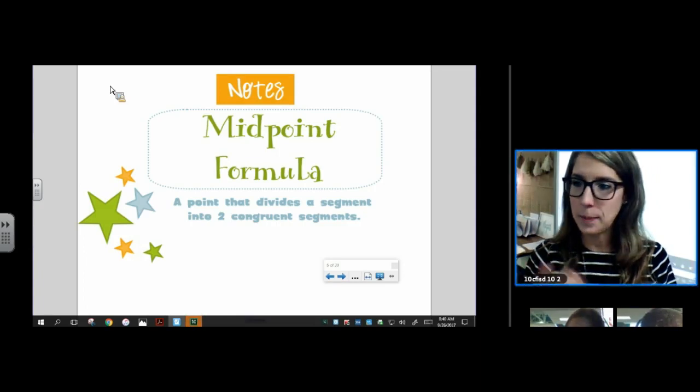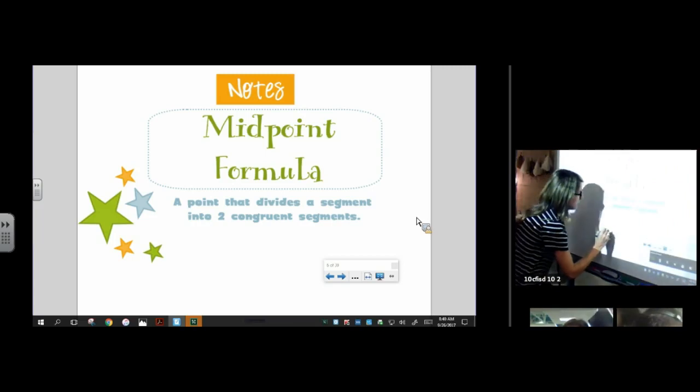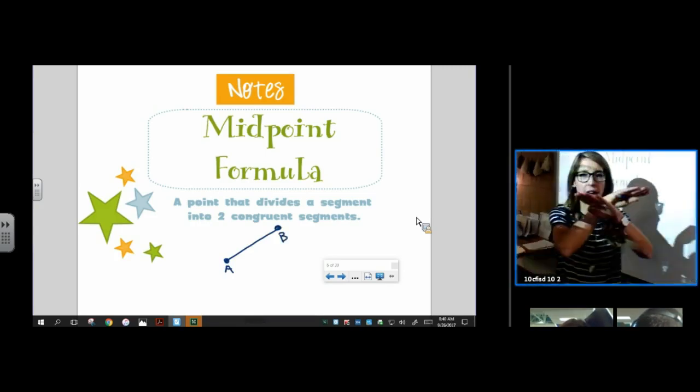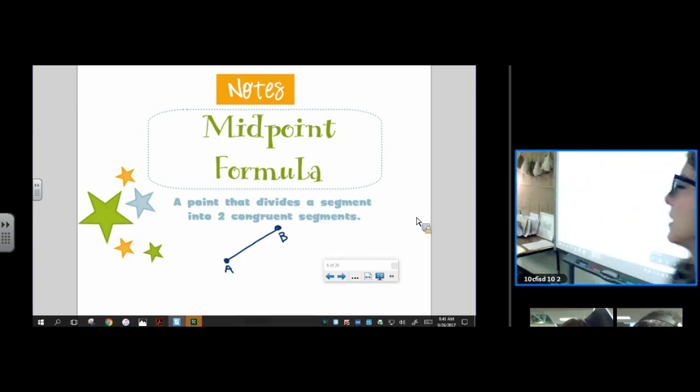Let's sketch a quick picture of a midpoint. So let me draw a segment. I'm purposely drawing it diagonal because it's my pet peeve when we draw everything perfectly horizontal and you get to your homework and all the segments have weird slopes and stuff.